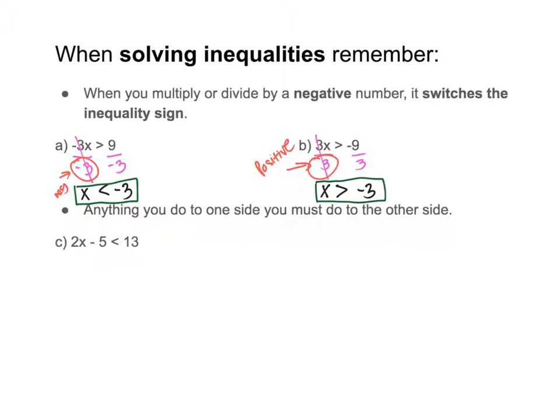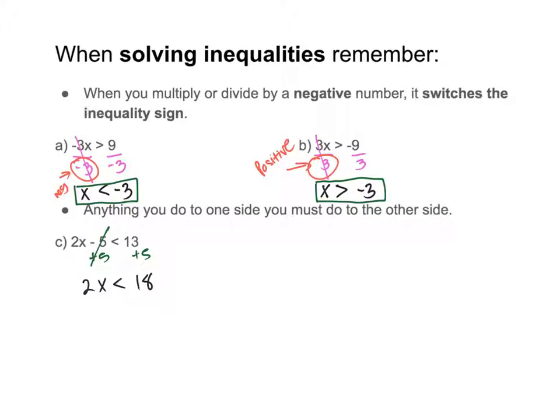One more thing that you need to remember: anything you do to one side, you must do to the other side. So like solving this one out, remember, we're just trying to get the x by itself. So in this case, we got to move things over. So maybe we should start with moving the 5 over since that's further away. So I'm going to add 5 to both sides. That cancels. And so we have 2x is less than 13 plus 5, which is 18.